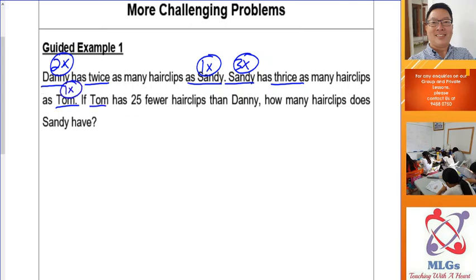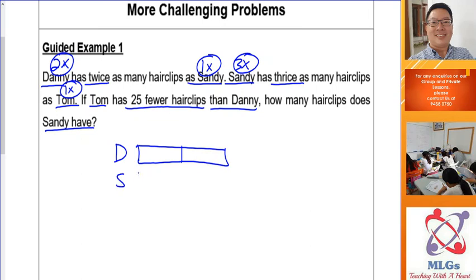If Tom has 25 fewer hair clips than Danny, you have a comparison model, because of the fewer than. Keep reading. How many hair clips does Sandy have? Now, this looks quite challenging. But again, you don't have to worry, because your job is to produce the model, to draw the sentences. So you always start from the beginning. Danny has 2 boxes, 2 times. That's how you show the 2 boxes, and Sandy has 1 time, which is 1 box. That's the first sentence.